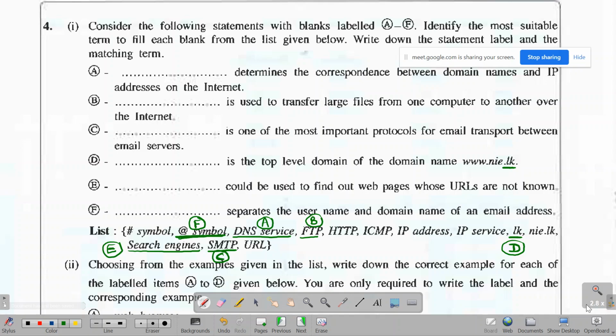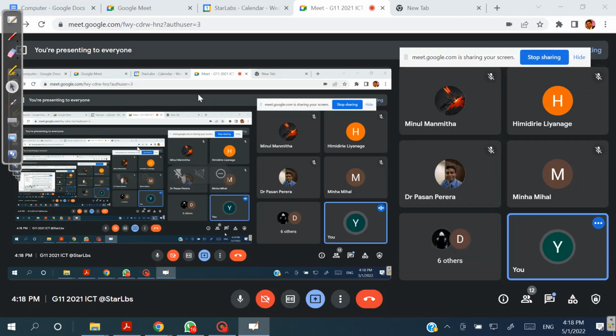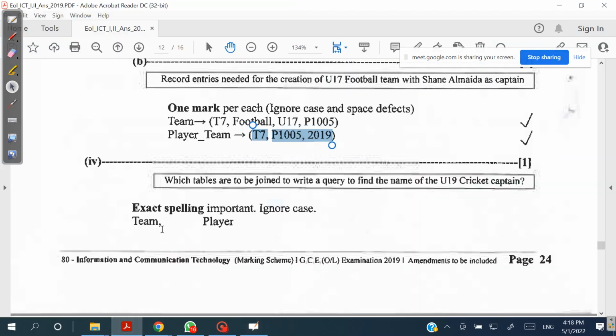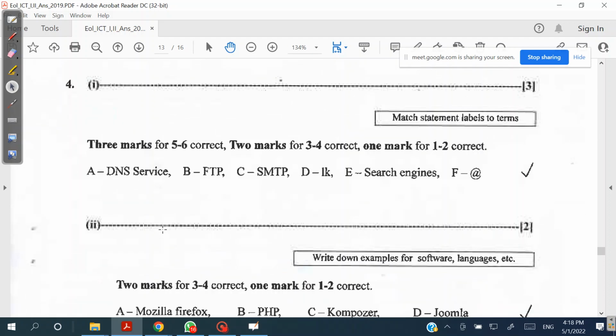So let's see how the marks are given here. They have given 3 marks: for 5 to 6 correct answers, 3 marks; 3 to 4 correct answers, 2 marks; 1 mark for 1 to 2 correct answers. So those are the things that you are going to consider.